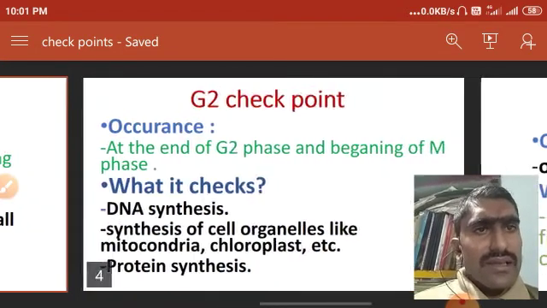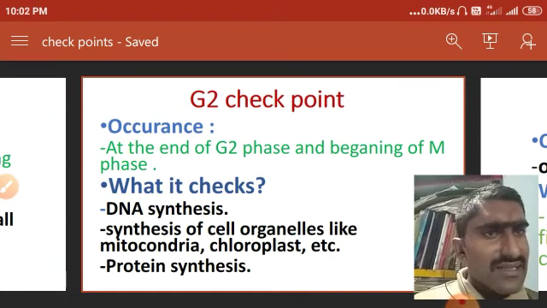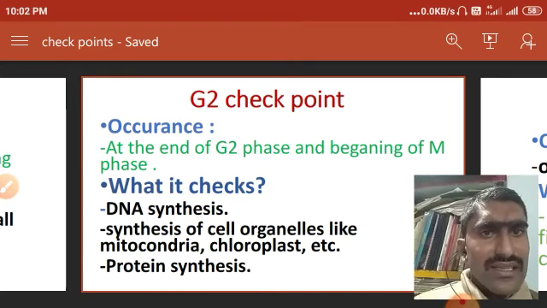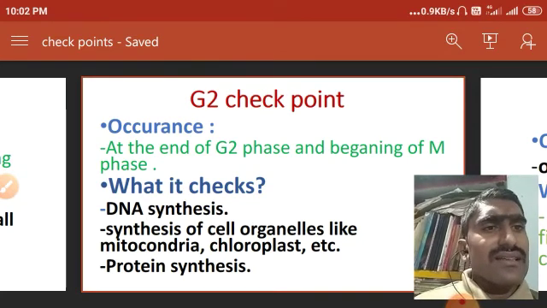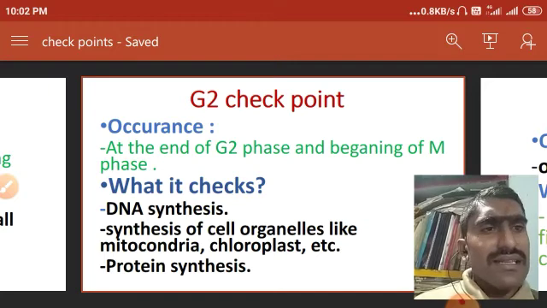Let's move towards the DNA. First, in the G2 checkpoint, what does it check? It checks whether the complete and proper set of DNA is synthesized or not. Next, this G2 checkpoint has to check whether all necessary cell organelles like mitochondria, chloroplast, and different organelles are successfully synthesized or not, because these are very important organelles.